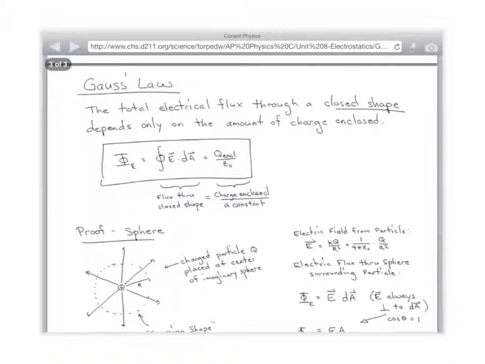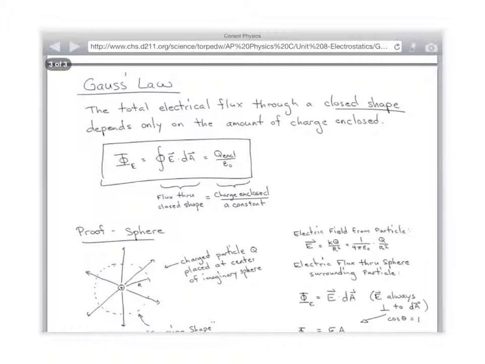So, what if I put a positive charge inside that balloon? What would the flux be? It would be overall negative. What? It would be overall positive. If I put a positive charge inside the balloon, the flux would be positive. If I put a negative charge inside the balloon, the flux would be negative. Got it? All right.